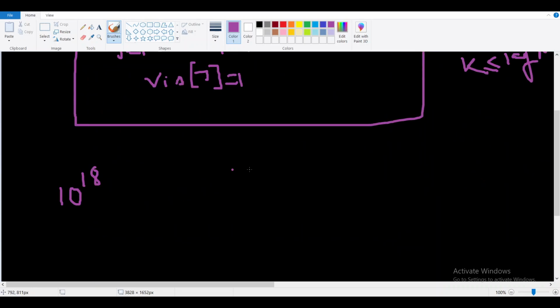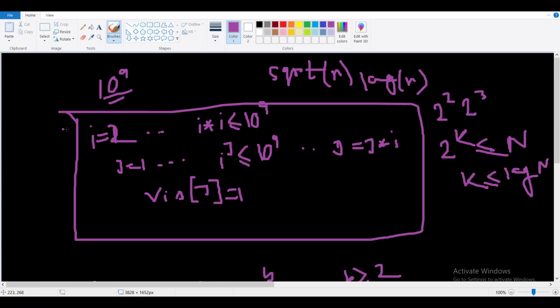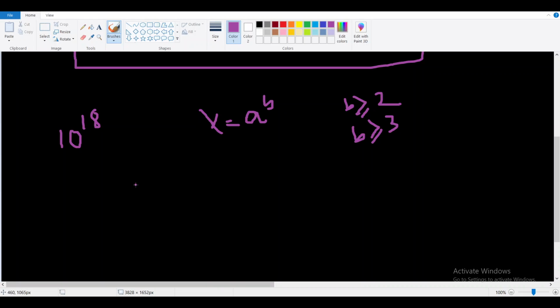So let's say in the original problem we have to find x equals a to the power b, where b is greater than or equal to 2. Let's modify this. Let's talk about b greater than or equal to 3. If b is greater than or equal to 3, we can use the same algorithm. Instead of square root, we'll use cube root of n times log n base 3. The time complexity of this algorithm will be cube root of n log n base 3. With the given constraints, this is definitely possible.